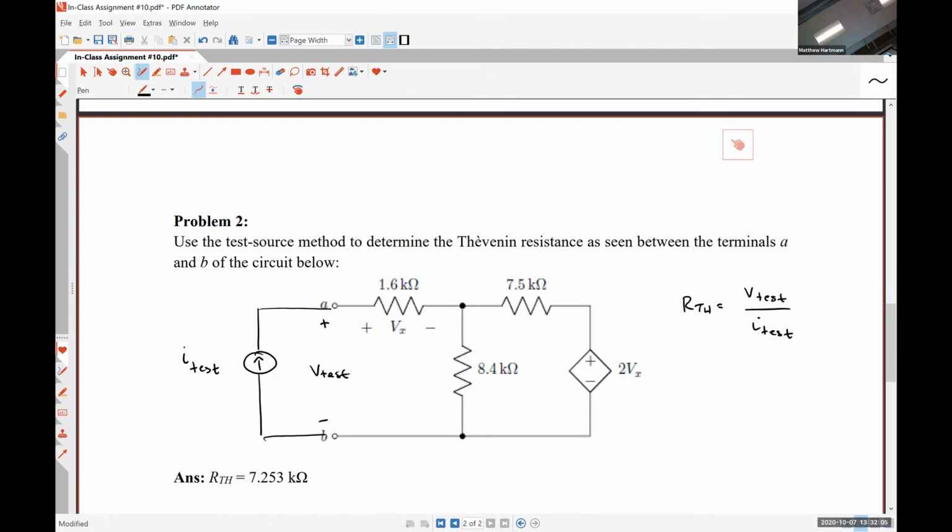So with that in mind, we are going to apply our test source method to this particular circuit and determine the Thevenin equivalent resistance. We're going to work it both ways to show you how a smart choice, as it were, on what kind of test source to use may simplify the circuit greatly. So which one do you guys want to do first? The test voltage source or a test current source? Test voltage, all right.